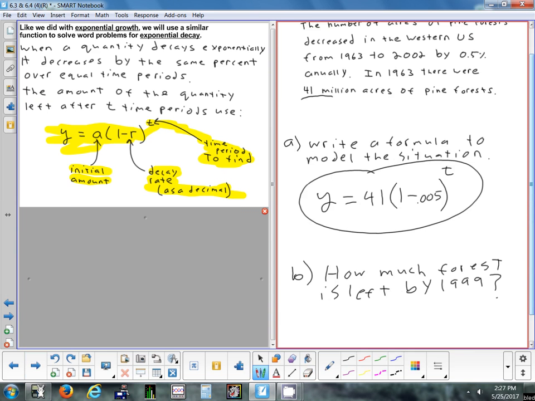Natalie, do you know what letter we have to figure out? T. Yeah, we got to figure out T. So we started in 1963. We want to know how many years have gone by since 1963 to the year I just underlined. How do you figure that out? I want to know the difference. Well, pretend someone was born in 1963. How would they figure out how old they are in 1999?